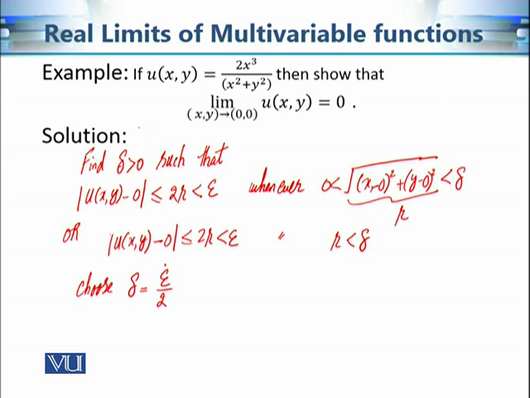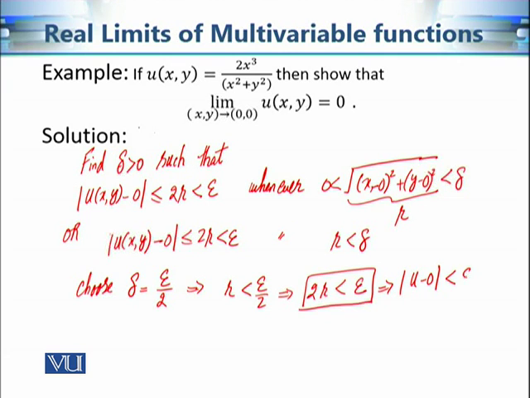And using this value of delta, whenever r is less than delta equal to epsilon by 2, this implies 2r is less than epsilon. So this implies this, and this implies the distance between u and 0 is less than epsilon. So that's why if we choose the value of delta to be epsilon by 2, then we can easily show that the limit of this function u of xy is in fact 0.